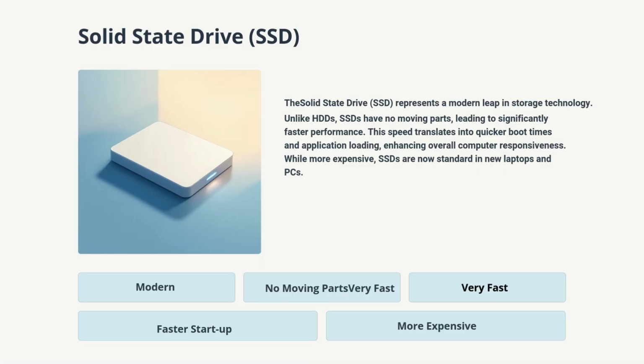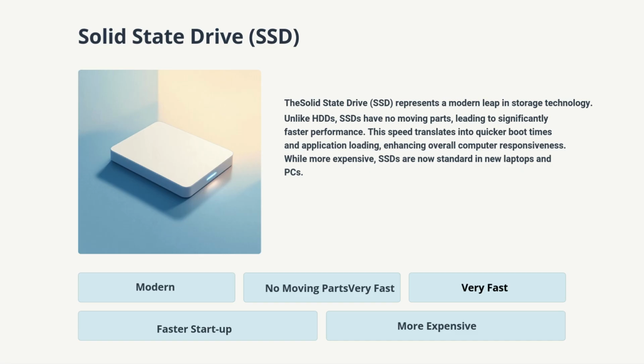Now let us see solid-state drive, also called SSD. SSD is a modern storage device. Unlike HDD, SSD has no moving parts. It stores data using electronic chips. Because there are no spinning disks, SSD is much faster than HDD. Computers with SSD start faster, open apps quickly, and work smoothly.